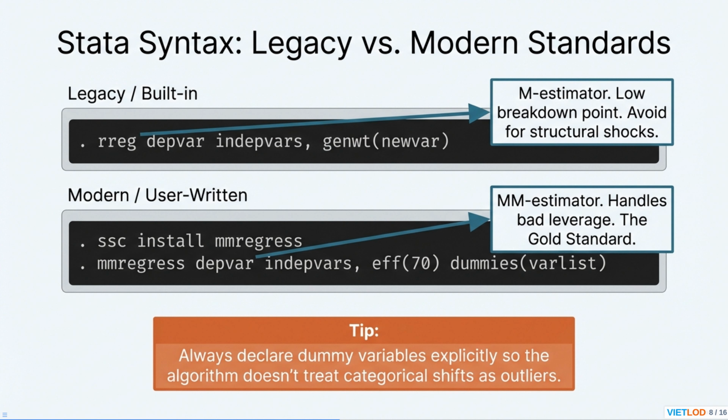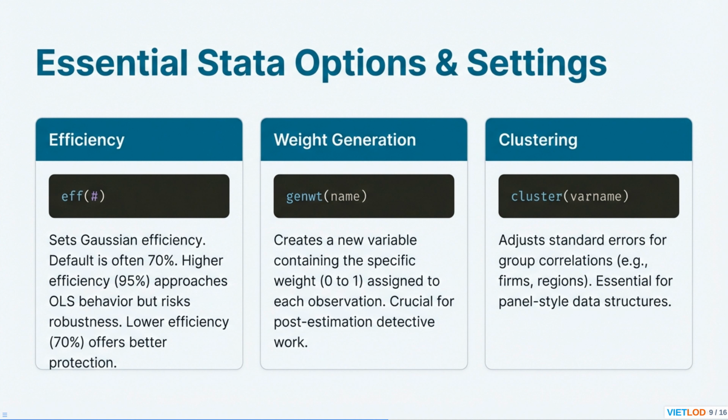When performing robust regression in Stata, particularly with the MM estimator, there are several key options to consider for fine-tuning your analysis. First, the eff(#) option controls the efficiency of the Gaussian estimator. Setting the efficiency, often to 70%, provides a good balance between robustness against outliers and the precision of your estimates. While a higher efficiency, like 95%, makes the robust estimator behave more similarly to OLS, it can reduce its protective qualities against extreme values.